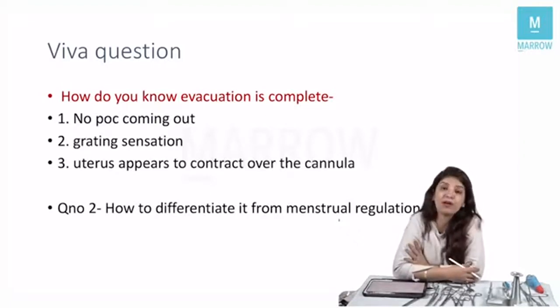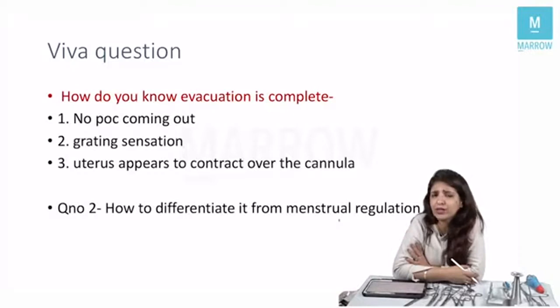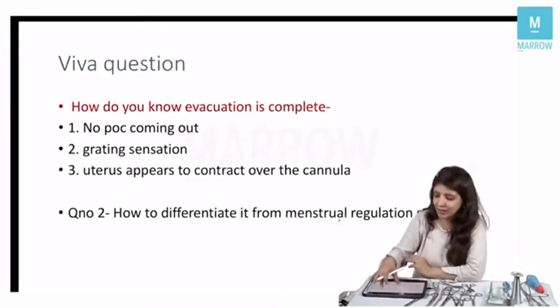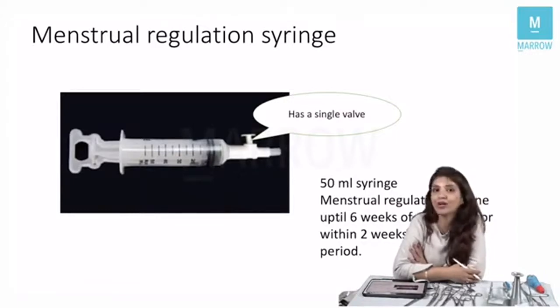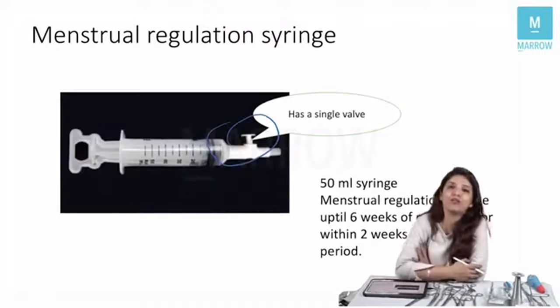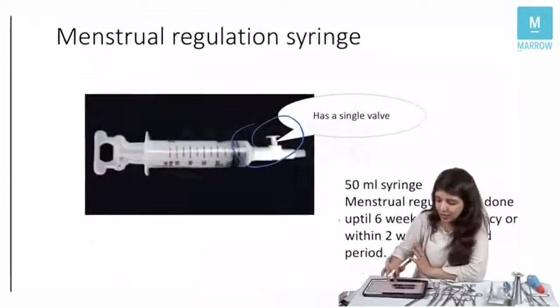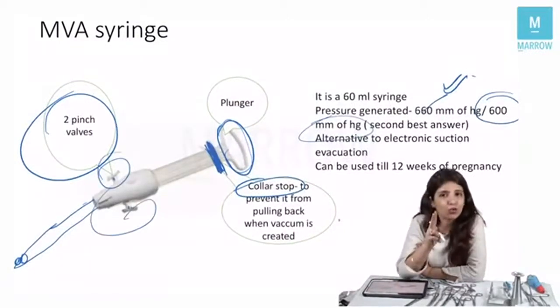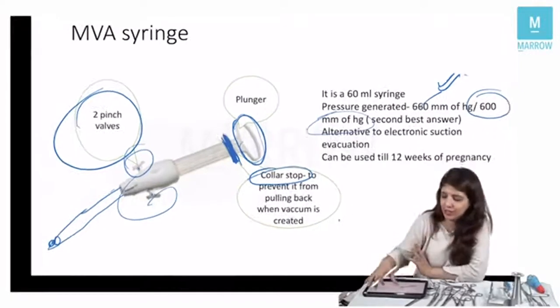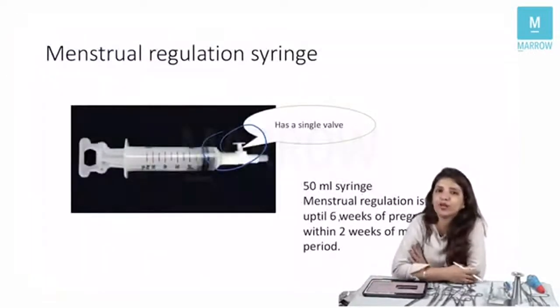Now, if you have answered all questions very well, then the next question which the examiner will ask you is, do you know that there is a menstrual regulation syringe also? This is a manual vacuum aspiration syringe. How are you going to differentiate between a manual vacuum aspiration syringe and a menstrual regulation syringe? That's very easy, and the moment you look at it, you're going to realize how to differentiate. In the menstrual regulation syringe, you have a single valve, whereas in the MVA syringe, you have two valves, right? So if there are two valves, it is an MVA syringe. If it is a single valve, then it is a menstrual regulation syringe.